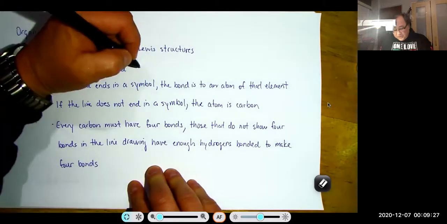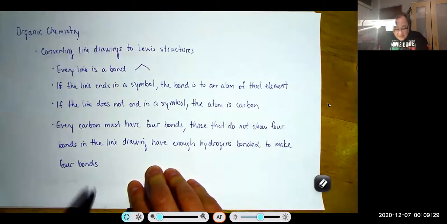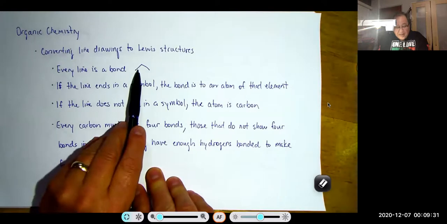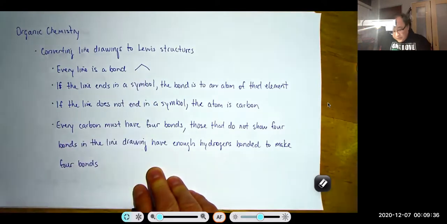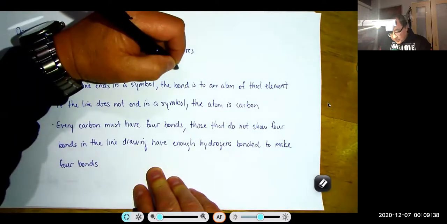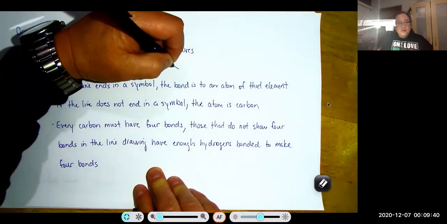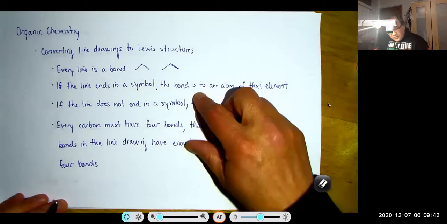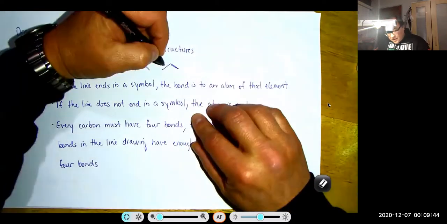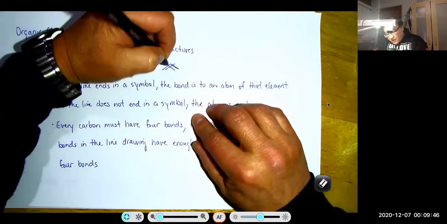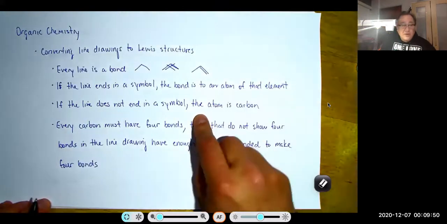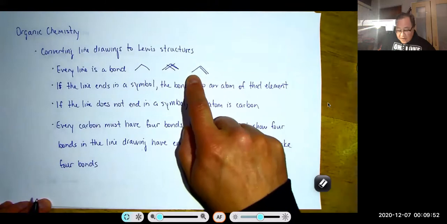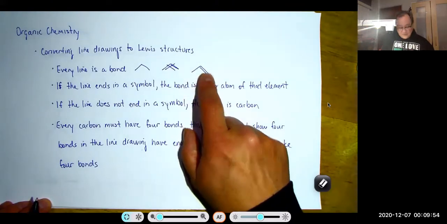So if you see something like this, that is a bond, and that is a bond. So there are two bonds shown here. If we did something like this, that's not drawn too well. I'm going to cross that out. I'm going to draw again. That shows three bonds, a single bond and a double bond.